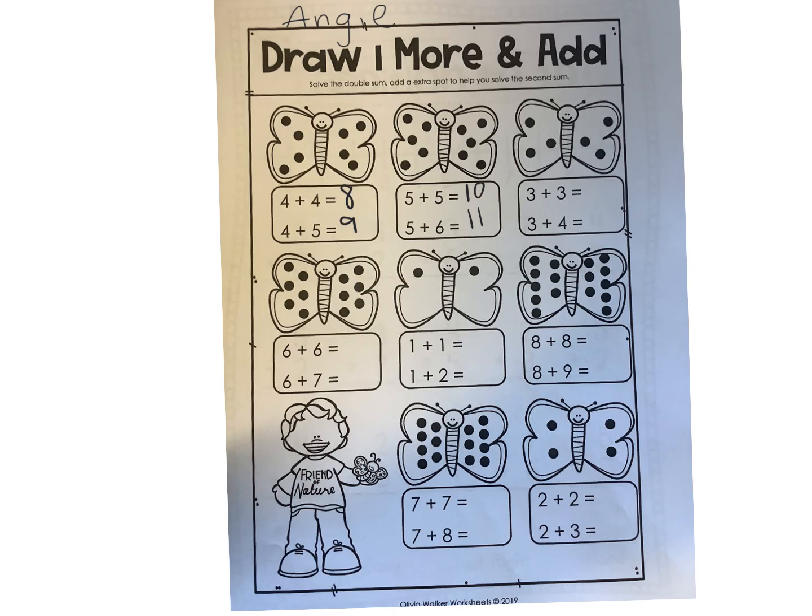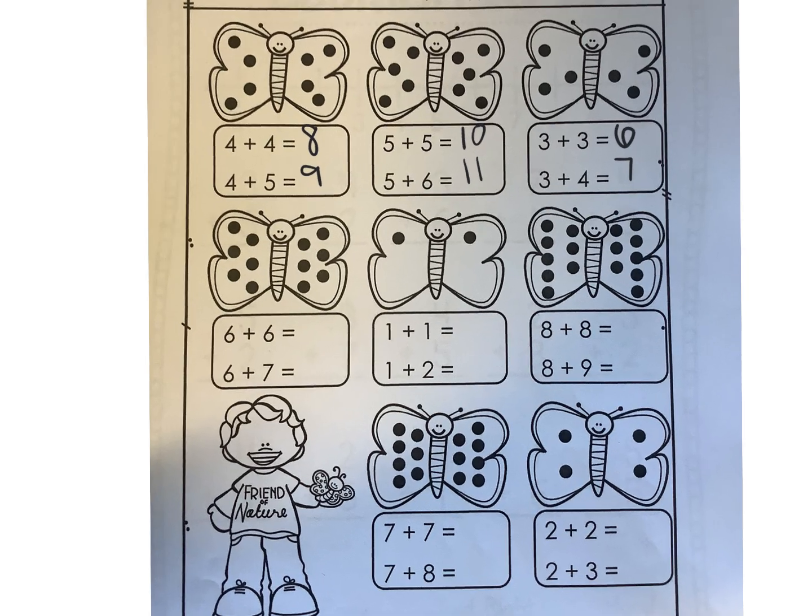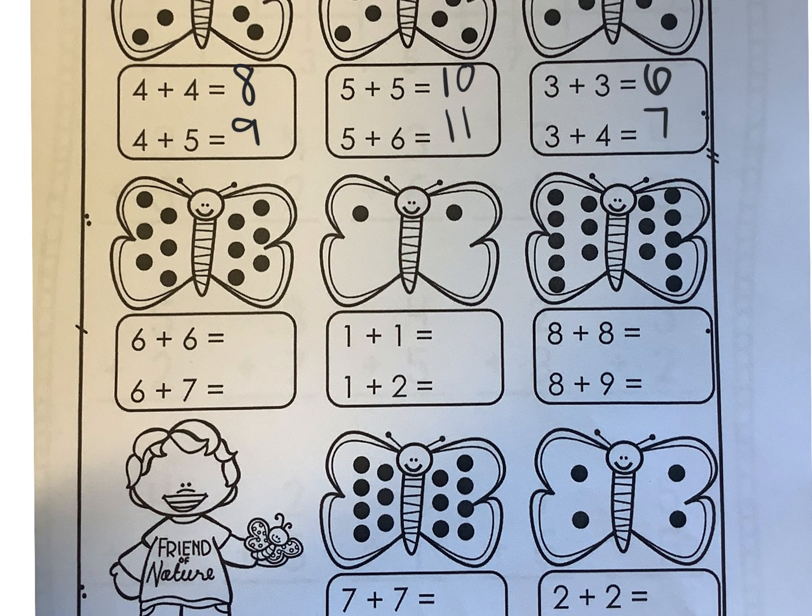Let's look at the next one. We have 3 plus 3. So 3 and 3 are doubles because it's the same number. So 3 plus 3 is 6. And then on the next equation, I have 3 plus 4, which are neighbors on the number line. So if 3 plus 3 is 6, 3 plus 4 will be what? 7. Very good.